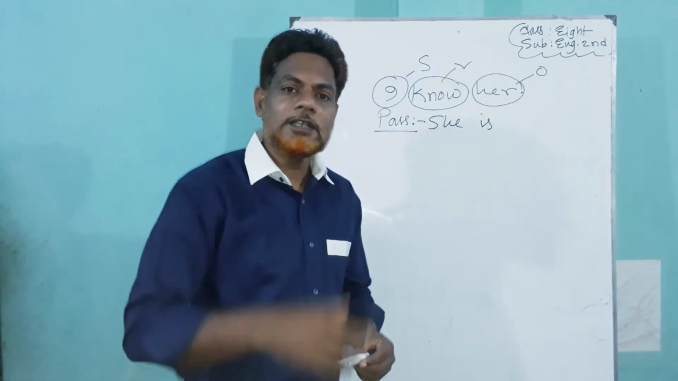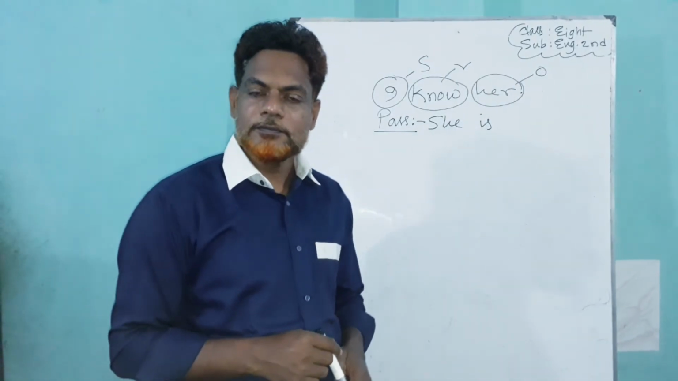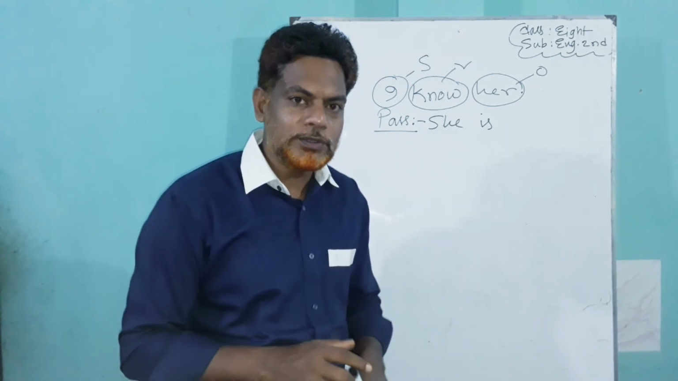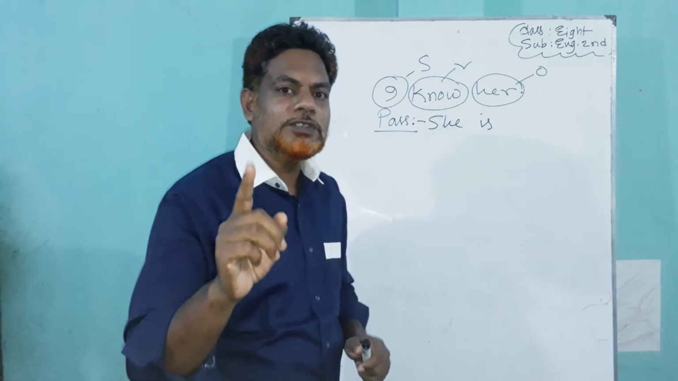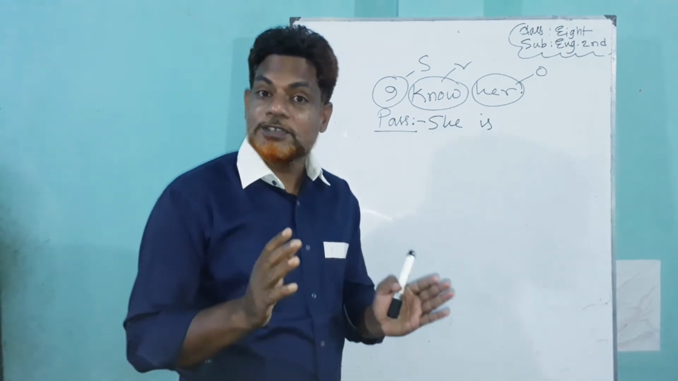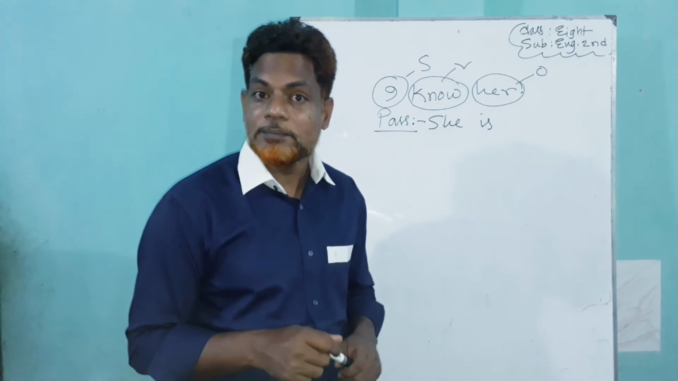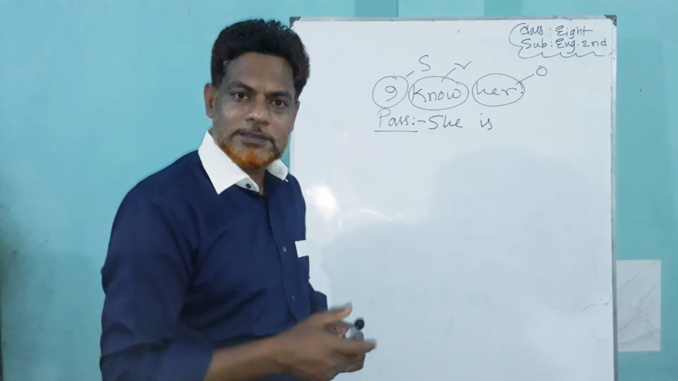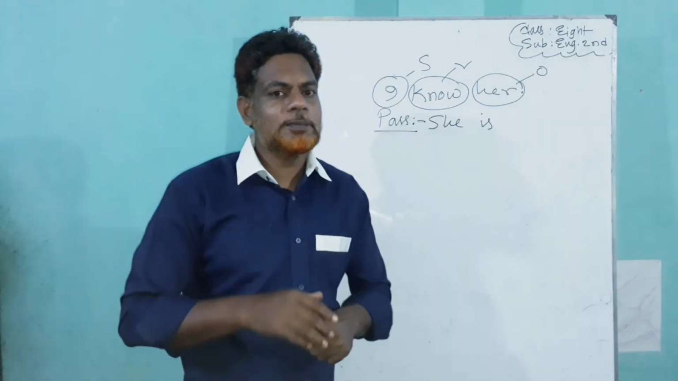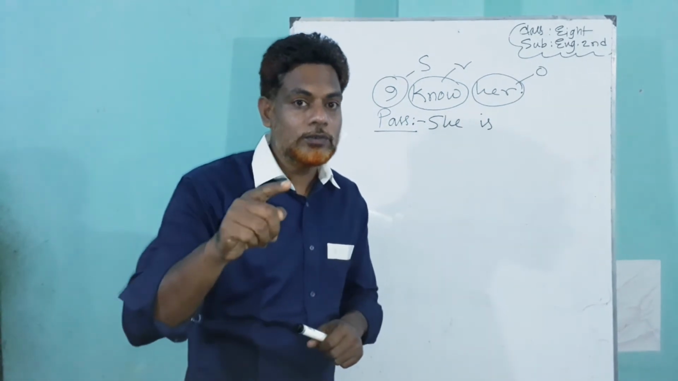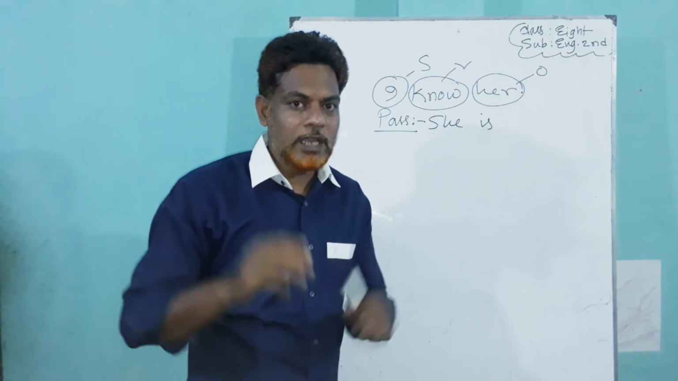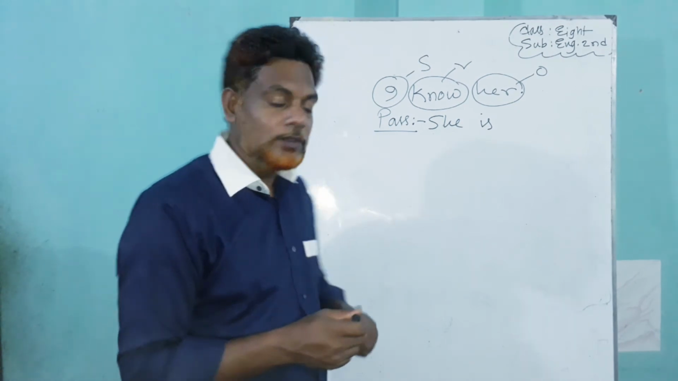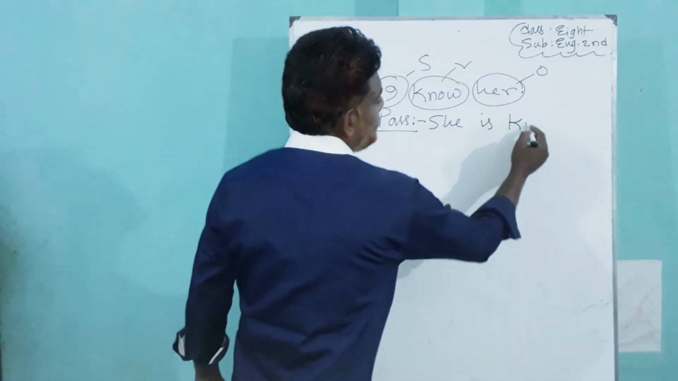Then in the third position, what should be written? Try to recall the 6 fundamental rules. In the third position, we have to write V3 of the principal verb. V3, that means past participle form of the principal verb. The principal verb is know, but we have to write the past participle form. And what is the past participle form of know? Know, knew, known. According to the conjugation of verbs, known is the past participle form of know. That's why we will write known.